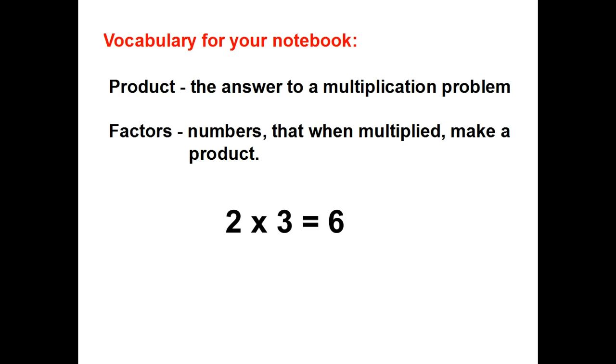So the first thing you're going to need to do is drop these two vocabulary words into your notebook, but wait till I'm finished with this. A product, you probably already know, is the answer to a multiplication problem. Factors are the numbers that when we multiply them make a product. So if I'm looking at 2 times 3, 2 and 3 are factors, excuse me, 2 times 3 would be an expression. 2 and 3 are factors, and 6 is the product. So go ahead and stop the video now, jot these into your notebook, including what I just wrote.